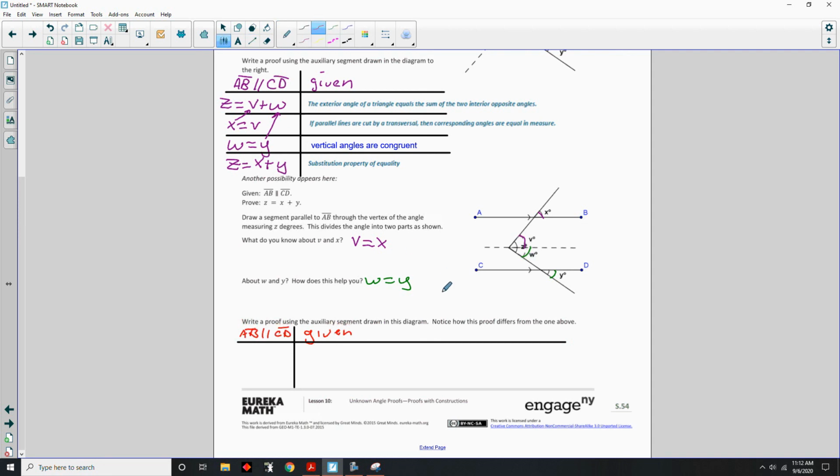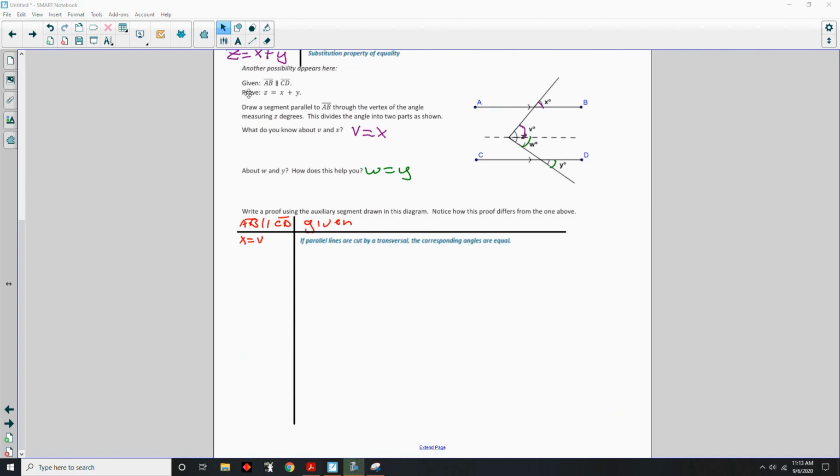Okay, and then the next thing we're going to do is say this: x equals v. Reason? Okay, so x equals v. If parallel lines are cut by a transversal, the corresponding angles are congruent.